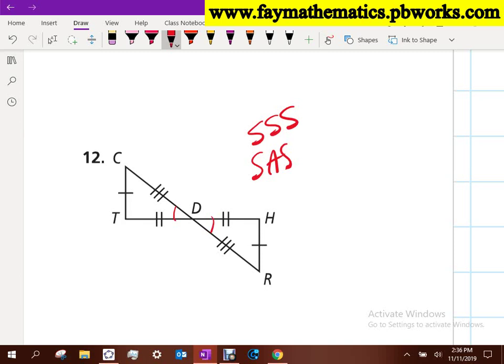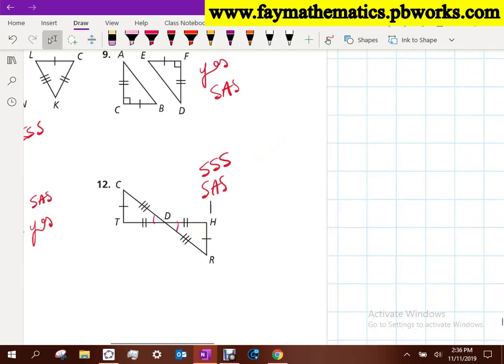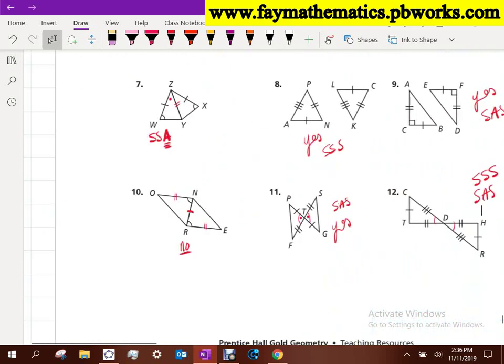You guys have questions on that stuff? Is this something we can visualize and see and recognize and understand? And then remember, once we know that the triangles are congruent, so all of these that said yes on them, we can go back and we should be able to list all three sets of angles that are congruent and all three sets of sides that are congruent individually. Okay? And that's the CPCTC idea.